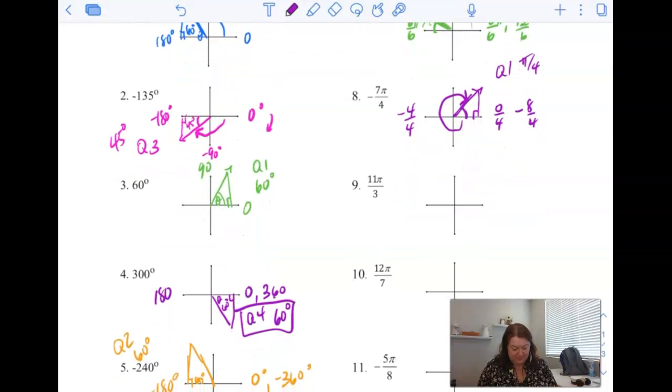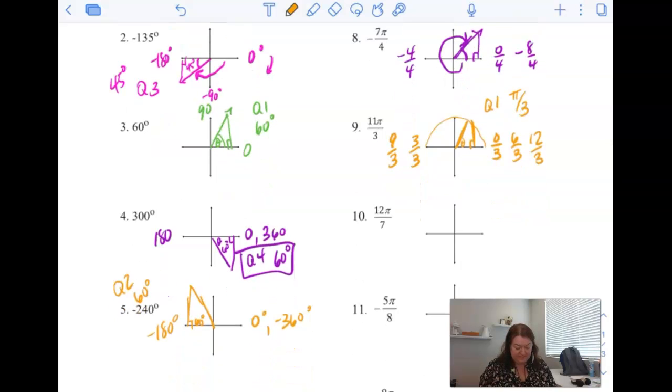All right, let's try the next one. 11/3. So this is 0/3, 3/3, 6/3, 9/3, 12/3. Too far. 11 is closest to 12. It's 1/3 away. So if you imagine this entire amount being chopped up into 3 equal pieces, a third would have been right about here. So this is the triangle we're making. This is the angle we're looking for. So we're in quadrant 1, and that angle in radians would still be pi over 3. All right, next one, number 10.